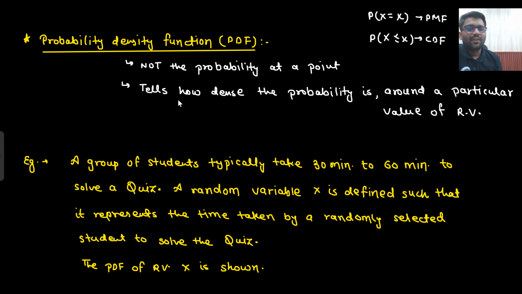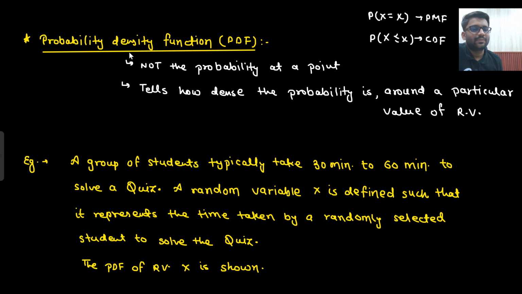Now what is this PDF? PDF is not the probability at a point. A lot of people have this doubt: sir, does PDF represent the probability at a point? No, PDF is not the probability at a point. This should be there in your mind. So what does the PDF show? PDF shows the density of the probability around a particular point.